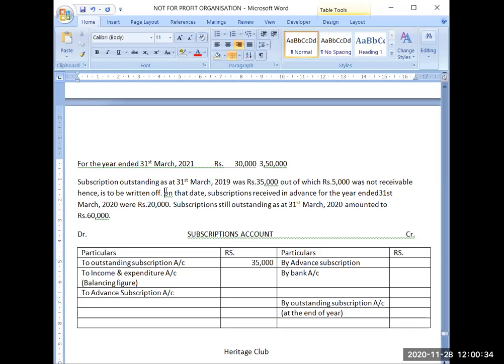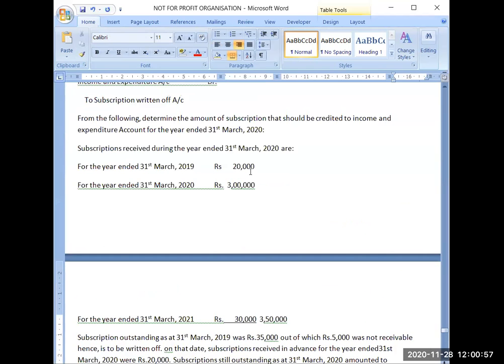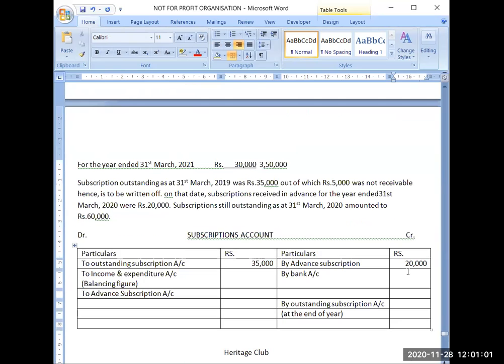It is clearly saying on that date, subscription received in advance for the year ended 31st March 2020. The amount was 20,000. So we have received in advance 20,000 last year for the current year. Now, total subscription received during the current year is how much? 3,20,000 plus 30,000, 3,50,000. So this 3,50,000 will be written in the bank amount.